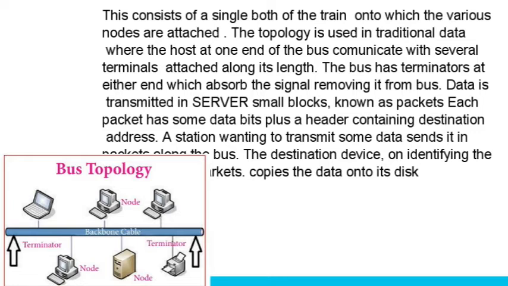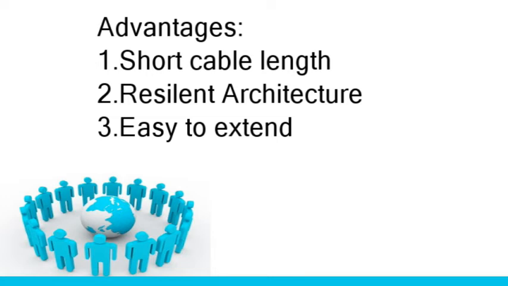So coming to the advantages of linear topology: short cable length and simple wiring layout. इसकी लेंथ बहुत शॉर्ट रहेगी और वायरिंग लेआउट भी बहुत कम होगा. Resilient architecture: the linear architecture has an inherent capability that makes it very reliable from a hardware point of view. हमारे पास यहाँ पे एक सिंगल केबल है तो बहुत रिलायबल होता है. Easy to extend. Additional nodes can be connected to the existing bus at any point of time. Means we can connect a new node whenever I want to add one.